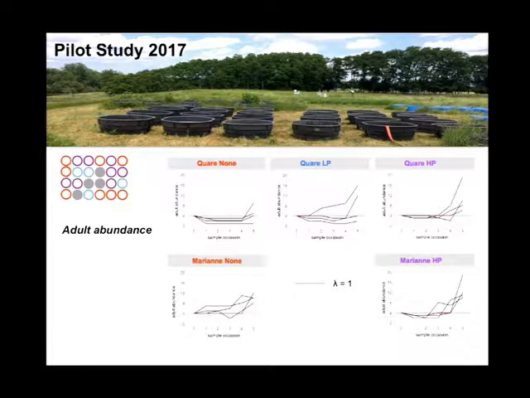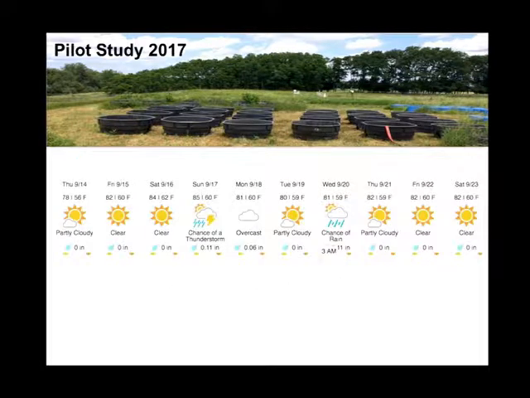So I was kind of excited. I mean, it's sort of what I predicted. These populations were getting bigger. This is just adult abundance, but these tanks were also filled with babies. So I was kind of like, great, things are going well. We had this really warm fall, 80 degree weather through September. So I was just content to let things go on.